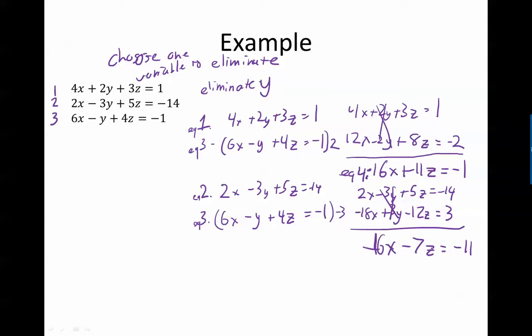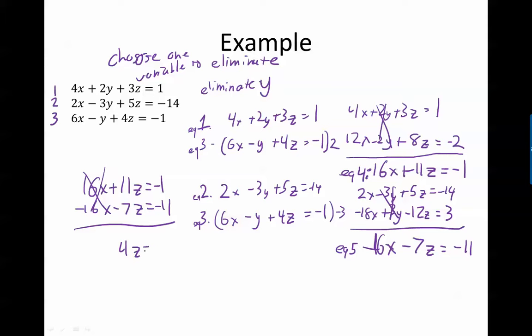Now I have another equation with x's and z's, and I'm going to call this equation 5. We're partway there. Notice that I have two equations with x's and z's. I have created a 2 by 2 system that we can now solve. In fact, this one ended up really nice. Look, 16 and negative 16. When I add these together, those eliminate. And this is 4z equals negative 12, which means that the z value is negative 3.